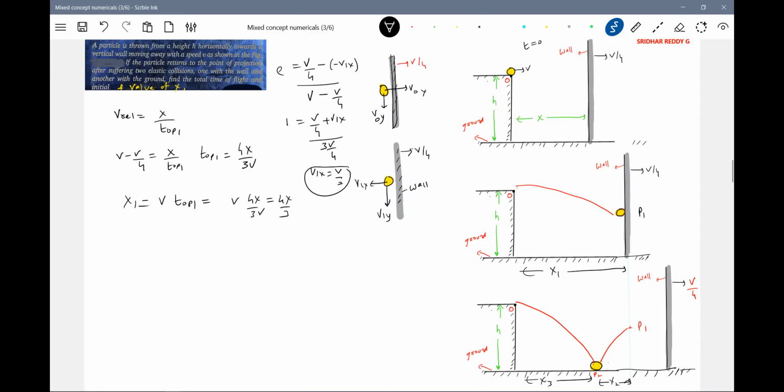TOP1, TOP2. Now we'll come to the y component of velocities. After collision, it will have a y component. It will rebound with a speed vy, and finally it returns to this one. And the x component of velocity will not change. Here v1x, and it will be v1x only.